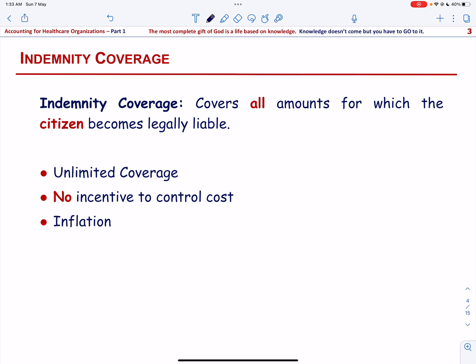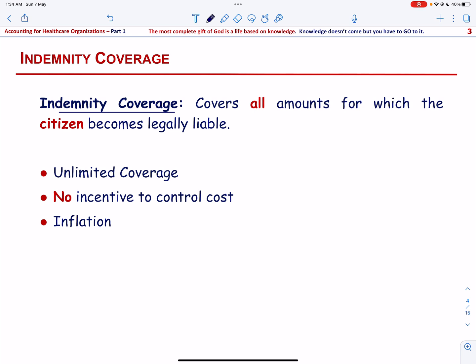Just think of the amount of burden that is relieved once the person knows that the health will be taken care of free by the government, not only for him, his wife, his children, his parents, and he is not going to pay any money for it. So if anything happens to him or his family, he has to simply visit the hospital, and this is called indemnity coverage. It covers all amounts for which the citizen becomes legally liable.